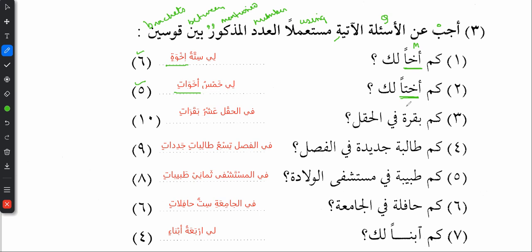Kam bakaratan, with the fatha tanween. As you know the rules, when the questioning tool kam comes, the noun comes in nakira mansoob. So, kam bakaratan fil haqli means in the field, how many cows are there? So you will say fil haqli with a kasra.